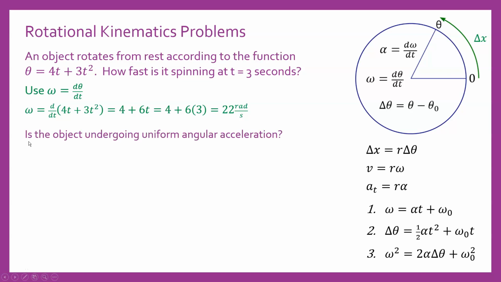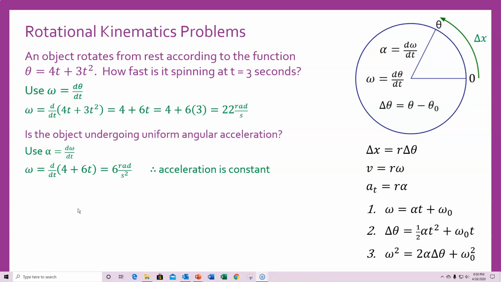As a follow-up question, is the object undergoing uniform acceleration? For this, we need to use the definition of angular acceleration, and that is d omega/dt. So we take our equation from the previous problem for omega, plug that in and take the derivative of it with respect to time, and we get 6 radians per second squared, which is a constant. Hence, the acceleration is constant. This wraps up what we wanted to learn about rotational kinematics.